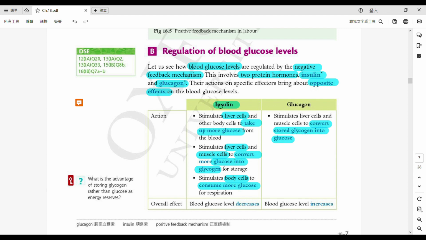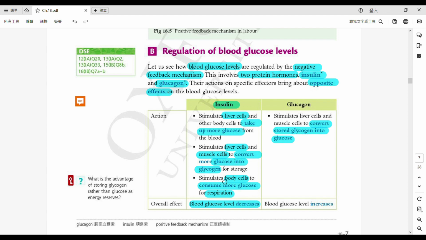Okay, so insulin, what is it going to do? It's trying to decrease the blood glucose level, you can put it down. So how is it going to do that? First of all, it will stimulate our liver cells and body cells to take up more glucose. This is very similar to point number 3. It's going to stimulate body cells to consume more glucose, and therefore to carry out respiration.